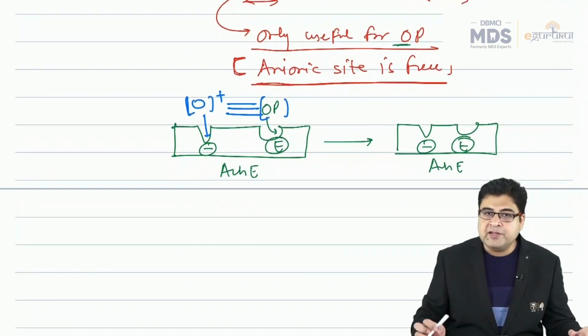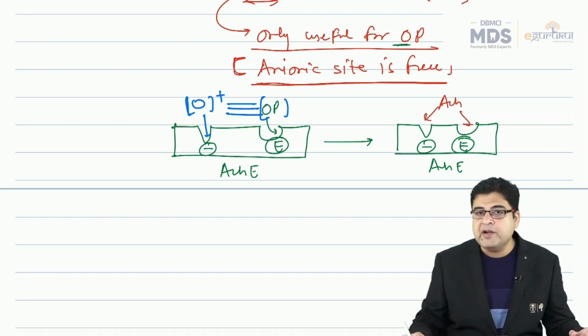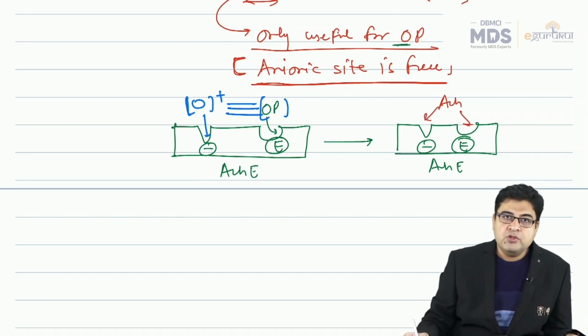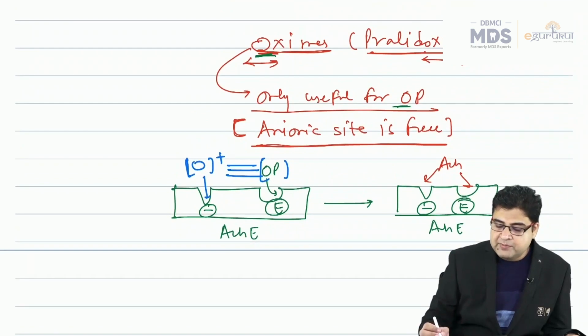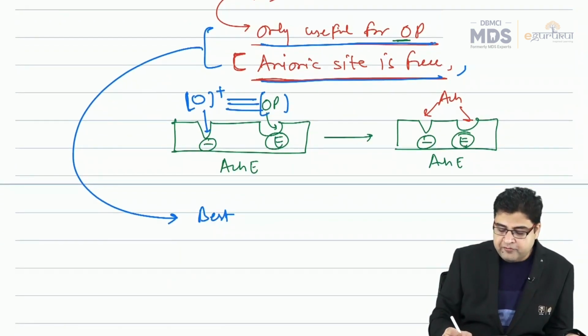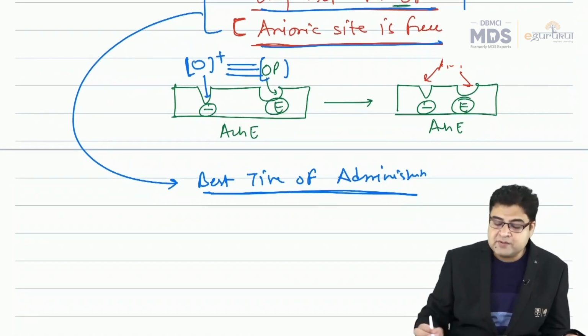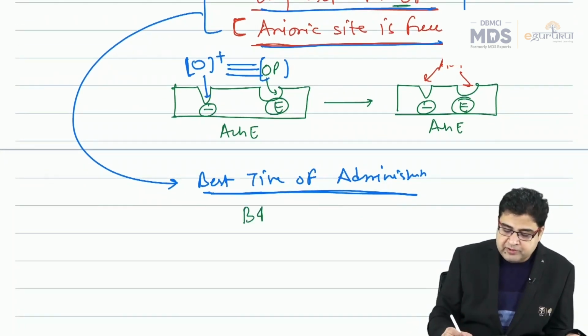Once the enzyme is reactivated, acetylcholine can be metabolized by the same enzyme. So what is the purpose of oximes? Oximes are useful only for OP poisoning because the anionic site is free. And what is the best time of administration of oxime? The answer is that the best time of administration of oxime is before the process of aging. So before the aging takes place.